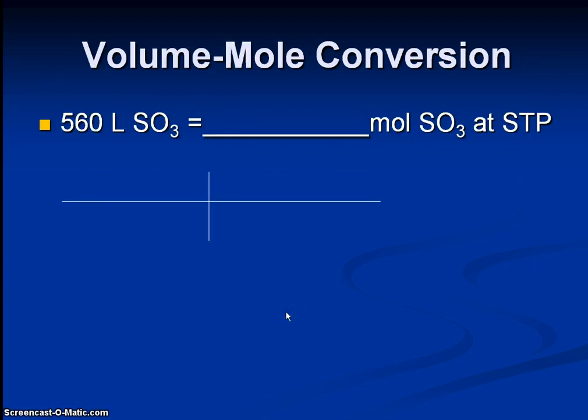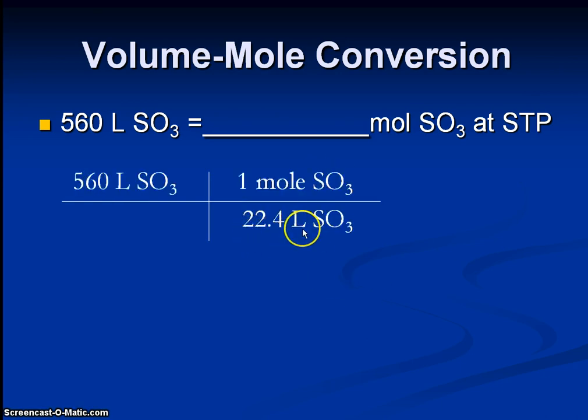And one more if we go backwards. If we have 560 liters, this time you're going to start with liters on the top left. So you bring it down, plug in your moles, and then put your numbers. So 22.4 goes with the liters, 1 goes with the mole.